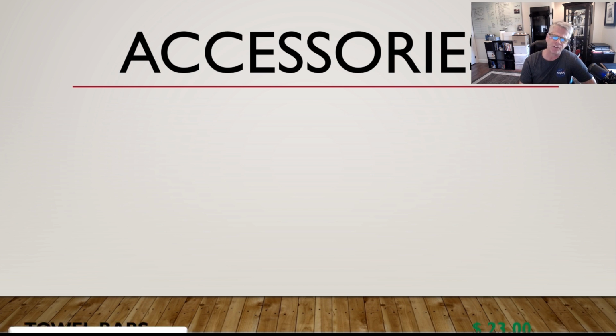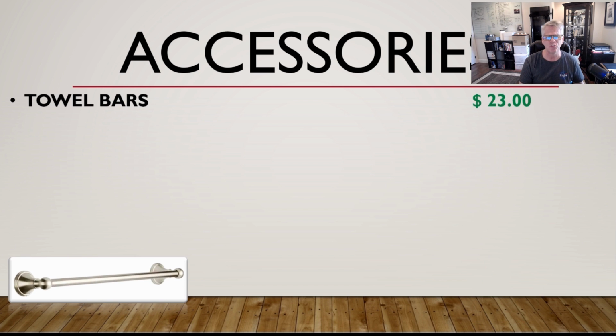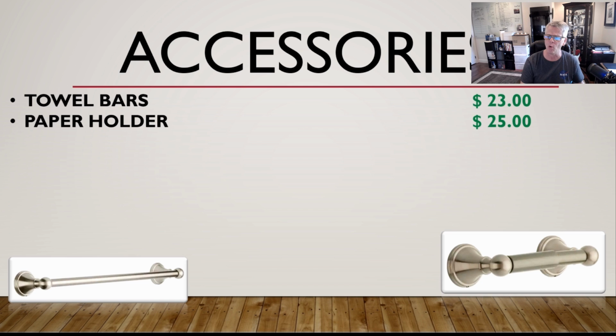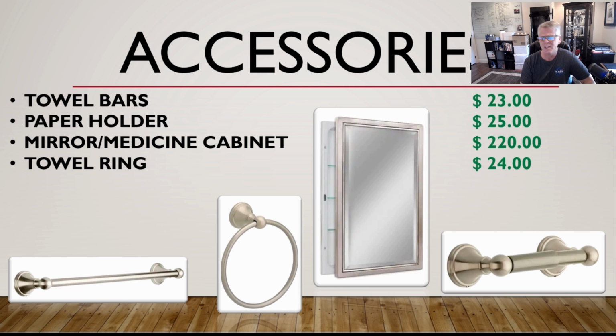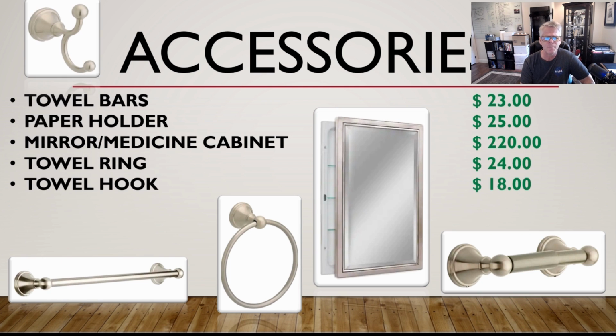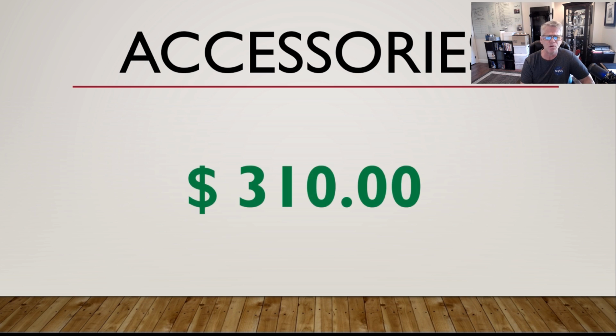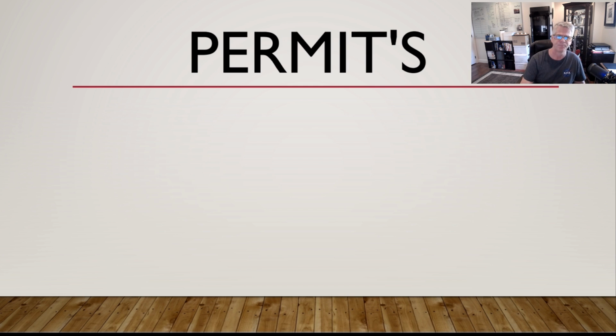Now the accessories. We're talking towel bars, $23, a paper holder, $25. These are middle of the road, better middle of the road accessories I'm giving you here. A mirror or a medicine cabinet built into the wall, a recessed medicine cabinet, $220. A towel ring, $24 if you want one of those. A towel robe hook, $18, for a grand total of $310 for all of your bathroom accessories.